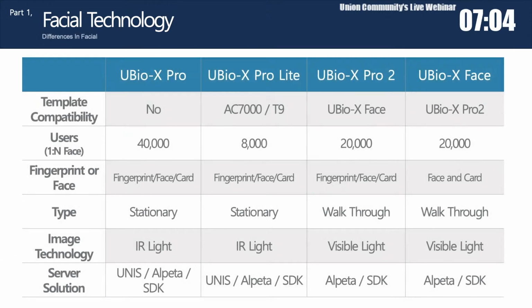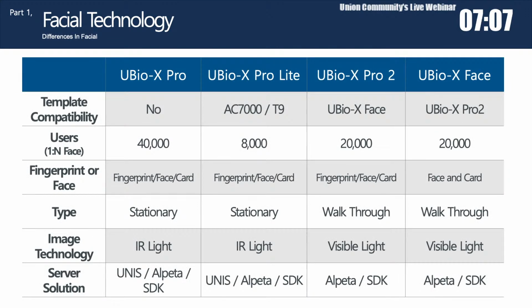Now, it's also very important to go over again the differences between Union Community's facial products. And I'm just outlining a few differences here. The main differences are the template compatibility, the number of users, face or fingerprint type, image technology, and the service solution that it supports.